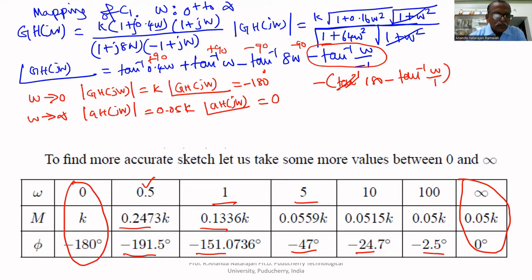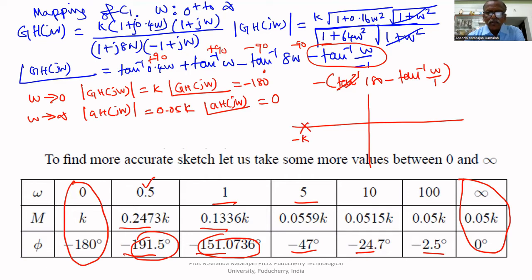You notice that initially the angle goes above minus 180. That's why it goes above the negative real axis and then comes down across the negative real axis. That's why the approximate plot is looking like this. So the initial value is k at angle 180, that is minus k. After that, angle increases. That's why it goes up. Then angle decreases. Finally, angle comes to 0, that is 0.05 k. Now, this is the mapping of C1.